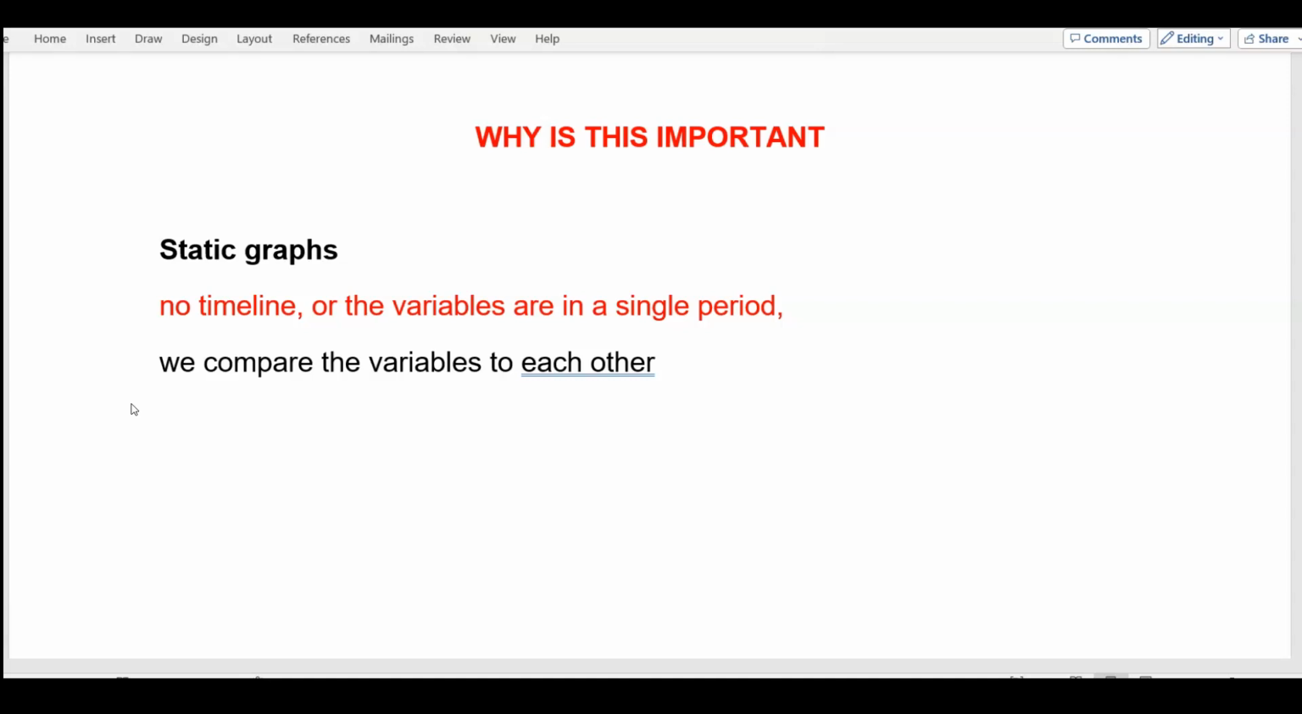For that reason, what we do is that we compare the variables to each other. So you compare the variables to each other, finding the similarities, the differences, the highest, the lowest. Those are the things that you do. So when it gets to static graphs, when you want to find the main features, we deal with comparing the variables themselves. But with a dynamic graph, you actually deal with the trends and compare the trends of the variables. So that's how you deal with it. That's why it's very important for you to know. Now let's look at an example for each of the graphs and how we can get the main features.